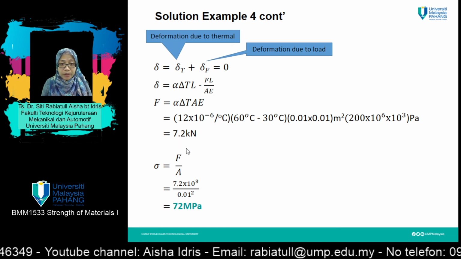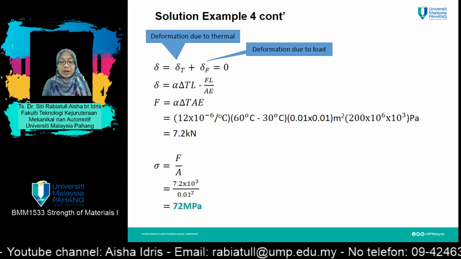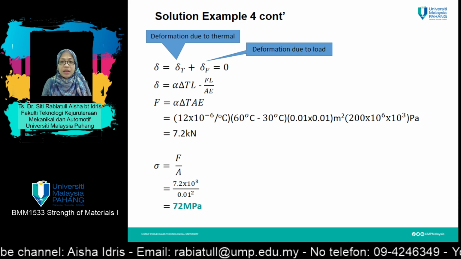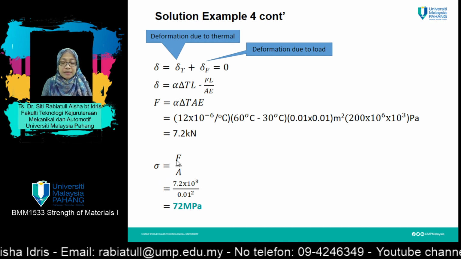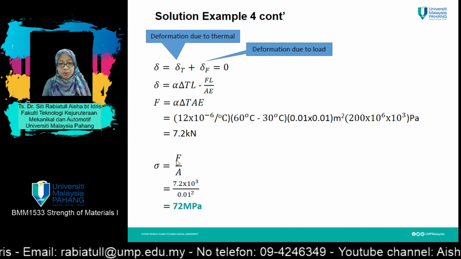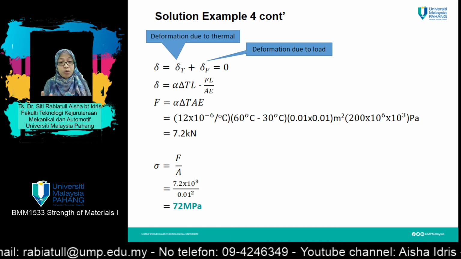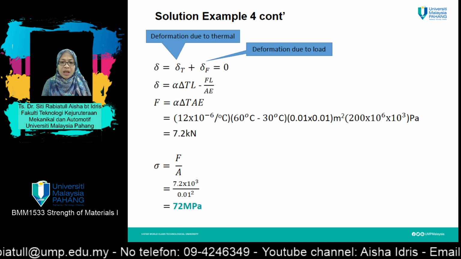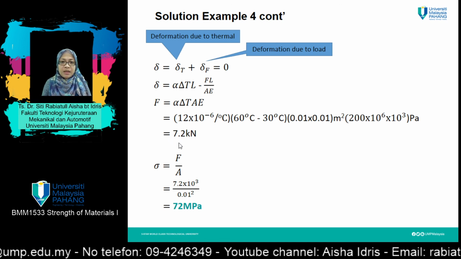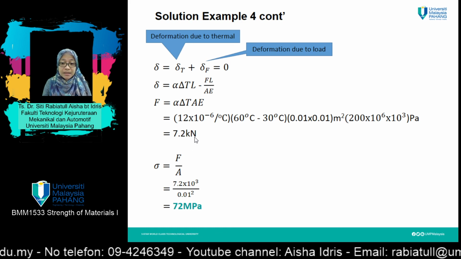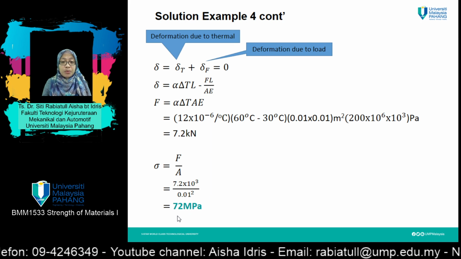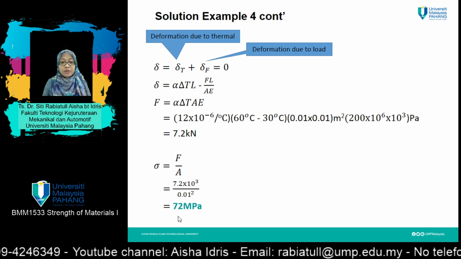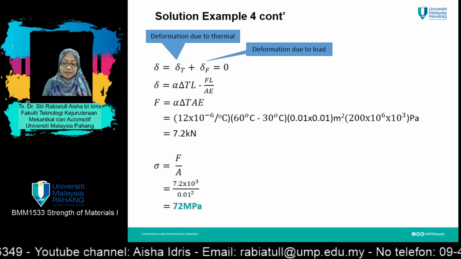And if you still remember, the question asked you to find the value of stress. Therefore, just substitute into the stress formula, which is stress equals P over A or F over A. Taking the value of F that you have calculated, divide by area. So you'll get the value of stress equals 72 megapascal.